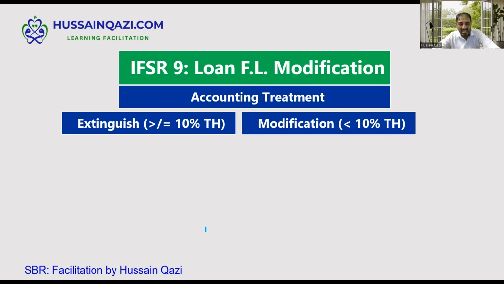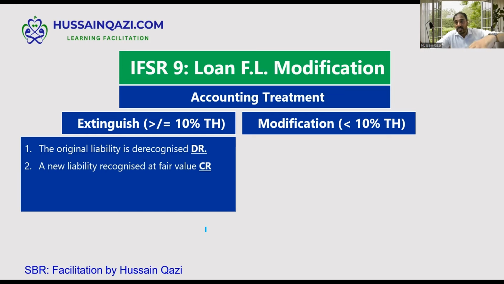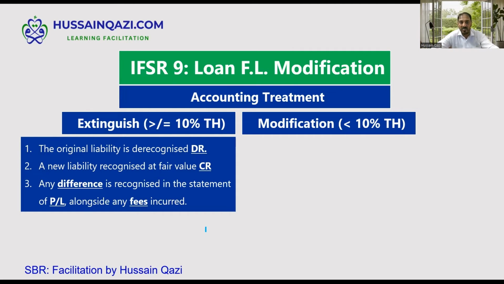If it's less than 10%, we will apply modification accounting. Okay, sir, do let us know extinguish accounting. Develop your mindset. Extinguish means the modification is substantial. It's significant. So here the accounting standard says that number one, you need to de-recognize the original liability. At modification, you need to debit the original loan and credit the new liability at its fair value. Original liability debit, new liability credit. Any difference is recognized in the statement of P&L. And if you have paid any other fees at modification date, charged to P&L.